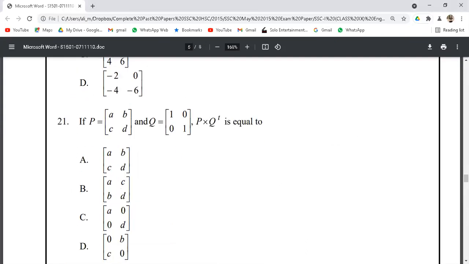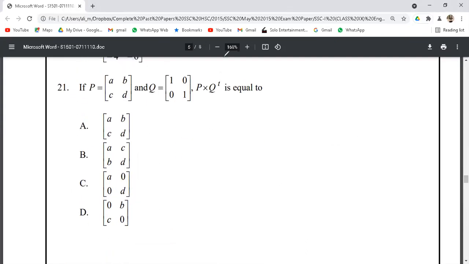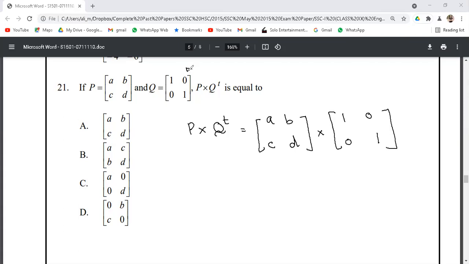Let's see question number 21. In this question, we have two matrices, a matrix P and a matrix Q, and we have to find the product P multiplied by Q transpose. So P multiplied by transpose of Q. So the value of P is A, B, C and D, and the transpose of this matrix Q will be 1, 0 and 0, 1. So as we can see, this is a unit matrix or identity matrix.